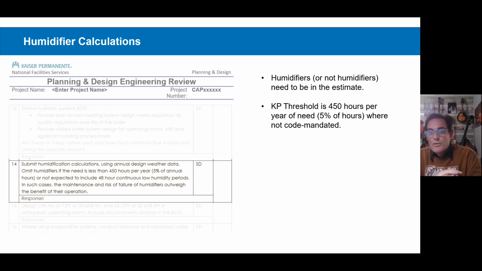So humidifiers are the single most failure-prone piece of equipment that we have by a good long shot. And so for that reason, we also don't allow them above ceiling spaces. We're always going to tell you to put them in the air handlers.